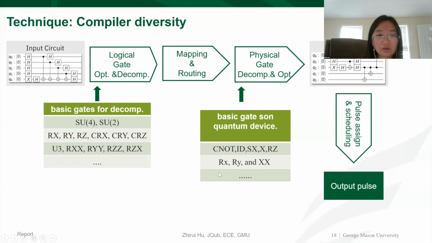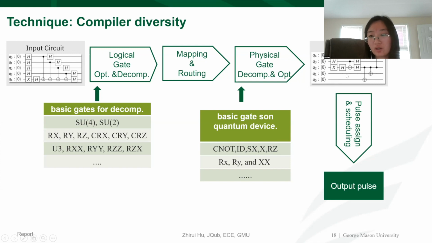Then not all of the gates can be executed on the quantum device. So we also need to decompose the logical gate to the physical gate. Different quantum devices have different kinds of basic gates. And then the output circuit is built up from the basic gates.